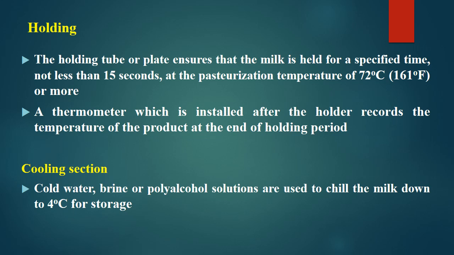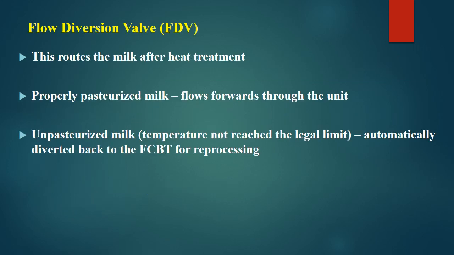And in this section, the cooling medium flows opposite to the outgoing milk and finally brings it to 4 degrees Celsius. So this milk comes first to the regeneration section, where it is partially cooled to 20 degrees Celsius. After that, further cooling is done in this cooling section. So we have already discussed the heating in pasteurization, that is by using the plate heat exchanger.